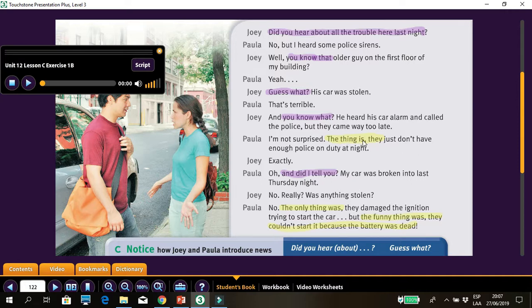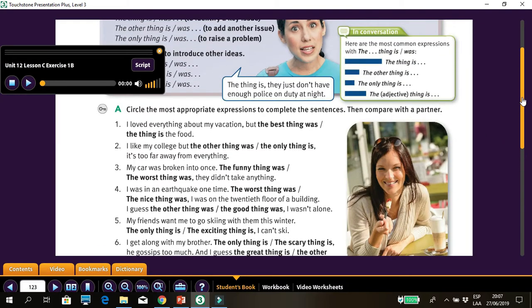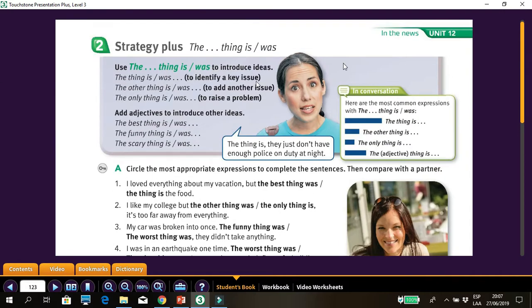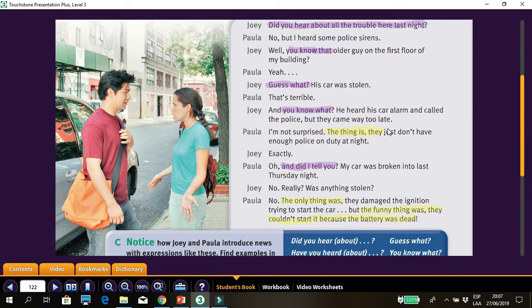We are using the strategy plus. The thing is, okay, Paula is using the thing is, okay, for what? She's using the thing is to identify a key issue, okay? Identify a key issue, okay? So here, she's talking about that the main problem is that there is not enough police at night, okay?